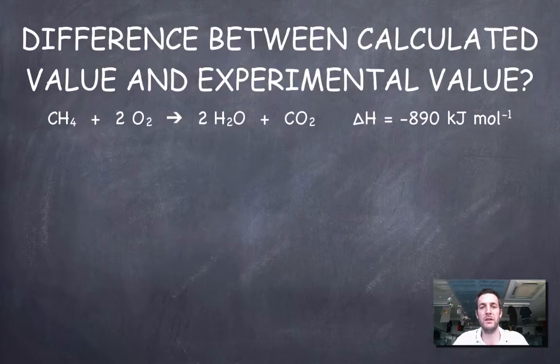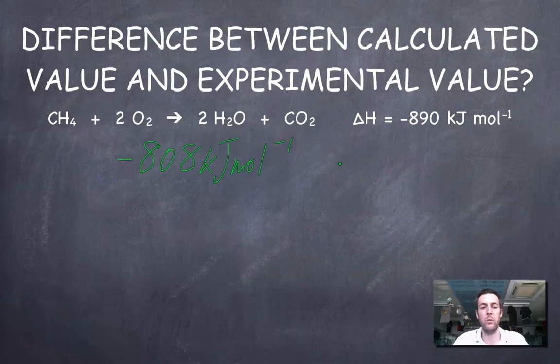Now, there's just one more thing to mention in this film, and that is the difference between a calculated value, which we just found, remember, for this reaction we decided it was minus 808 kilojoules per mole, and an experimental value, which it turns out is minus 890 kilojoules per mole, which means that when someone actually did this reaction, they measured the heat change or the enthalpy change, and they decided that for every mole of methane, 890 kilojoules was released. And there's quite a substantial difference between those two numbers. Where could that have come from?